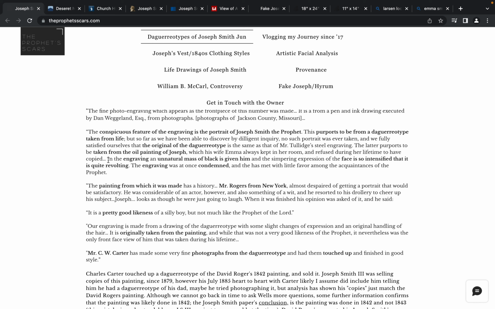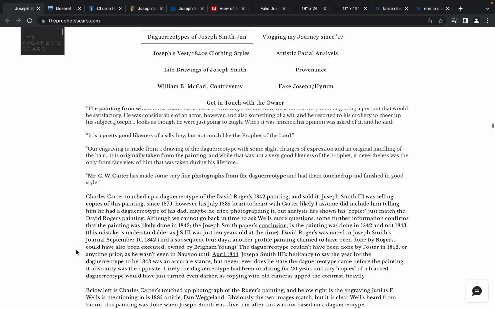So how would there be a daguerreotype of it that Joseph Smith III found and forgot and thought was real, if it wasn't taken till she died in 1879, and six years later he forgot and thought it was a real photo? Like, there's just the logic of that. I'm sorry if that sounds really mean, but I'm like, no, you guys. Pretty good likeness of a silly boy.